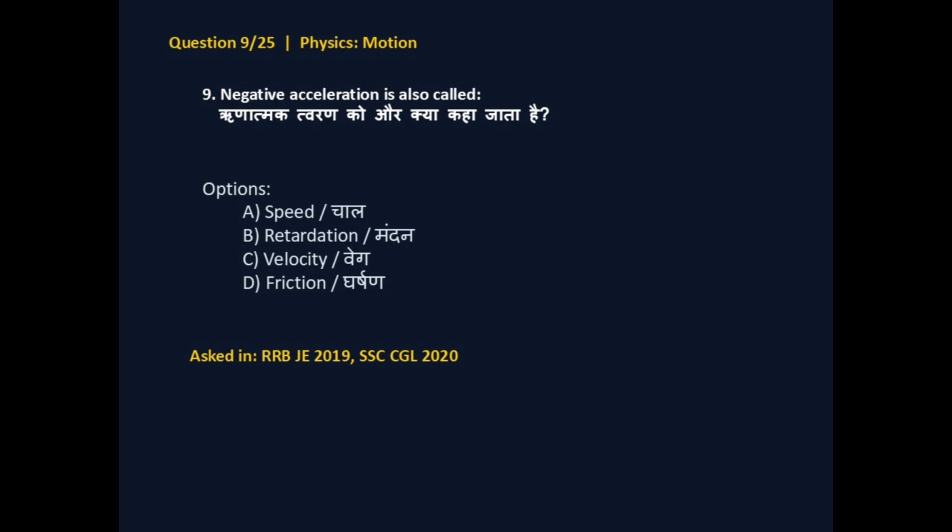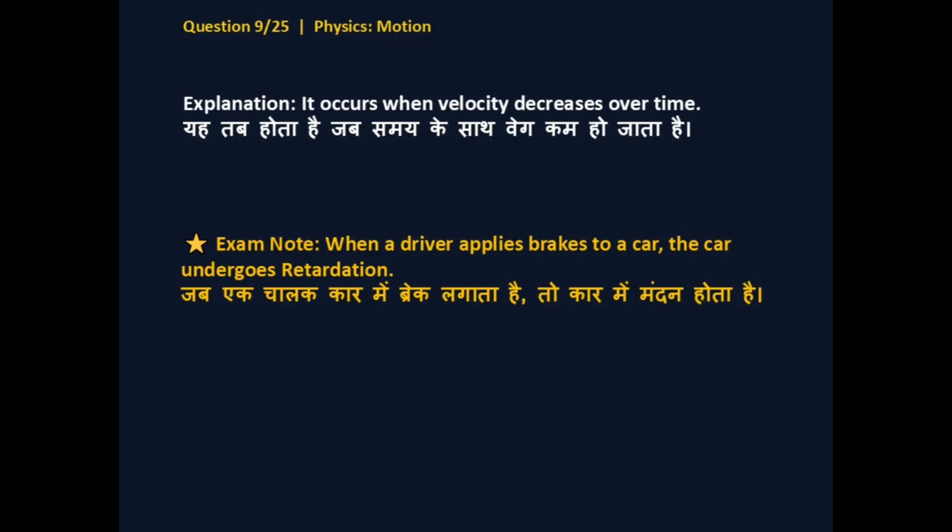Number 9. Negative acceleration is also called. Option is option B, retardation, because it occurs when velocity decreases over time. So here comes an exam note. When a driver applies brakes to a car, the car undergoes retardation.